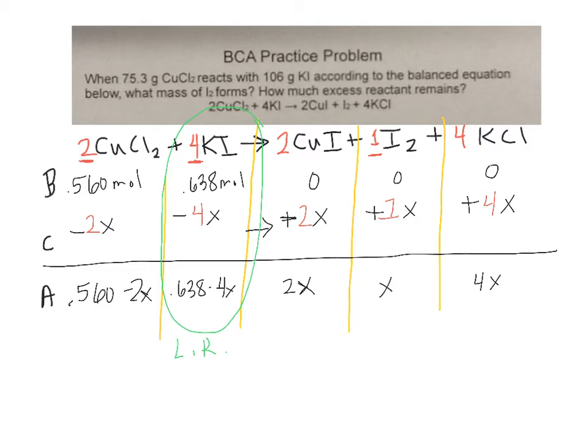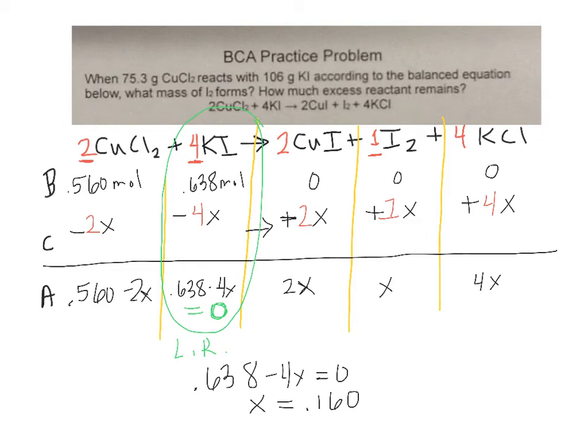What that's telling me is that this after should be 0. That's the definition of a limiting reactant. It's all gone. Now I can solve for X. 0.638 minus 4X should be equal to 0. And that's a simple little algebra problem in which we can solve for X. And we'll learn that X is equal to 0.160.